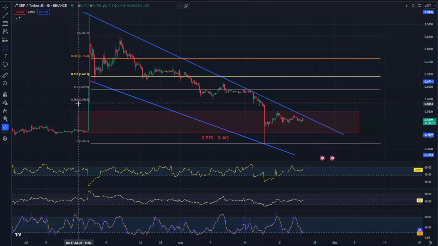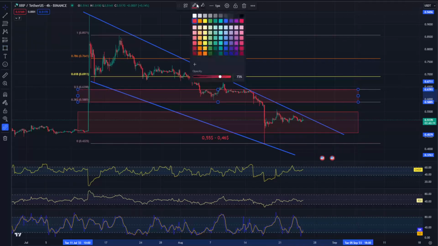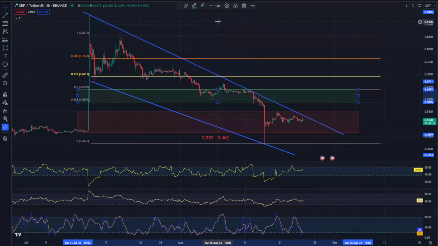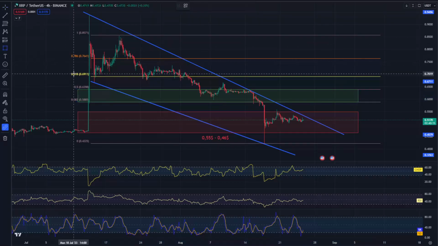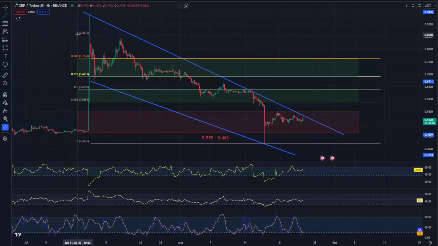Looking the other way, we can mark two resistance zones, the first zone from 58 cents to 63 cents. And then we have the second resistance zone from 69 cents to 76 cents. Only when we manage to overcome them we can move towards resistance at 85 cents.